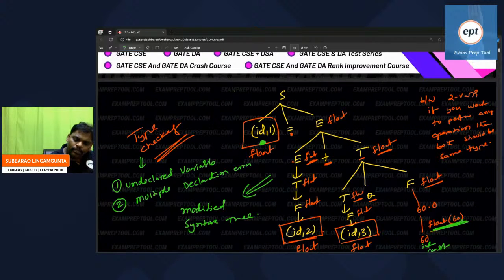Multiple declaration error. Is it fine? Undeclared variable, multiple declaration error. Is it okay? Semantic analyzer: type checking, undeclared variable, multiple declaration error.